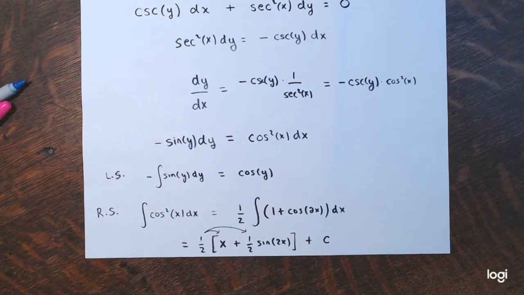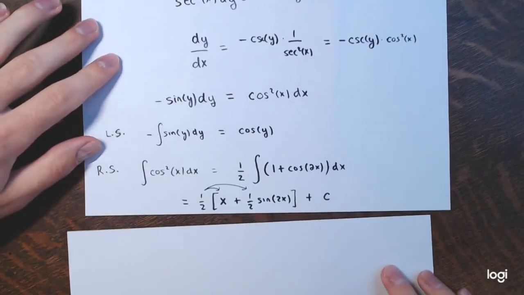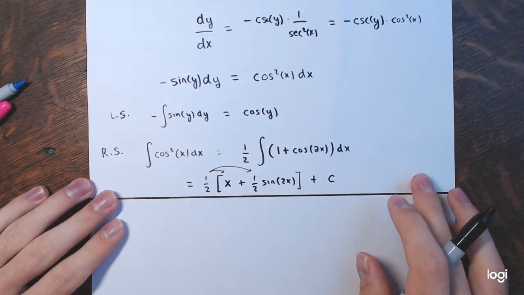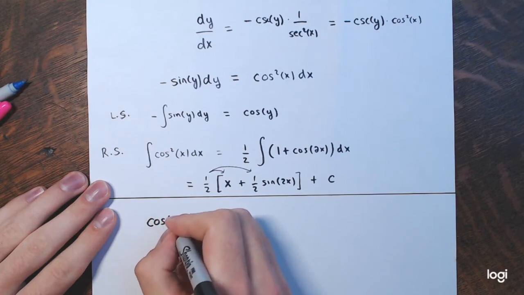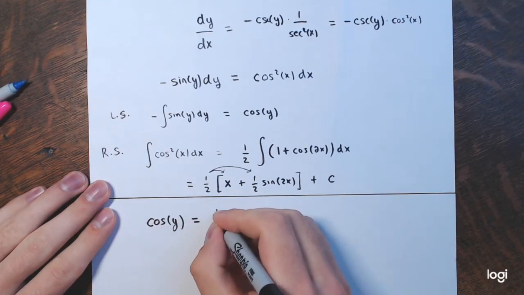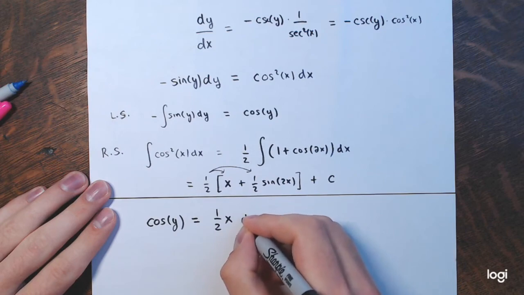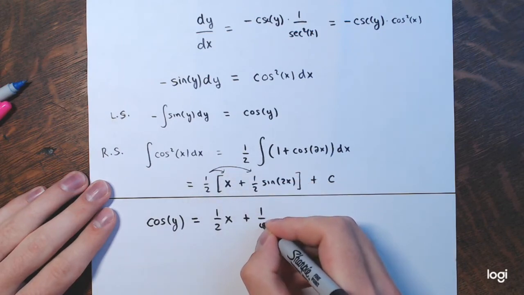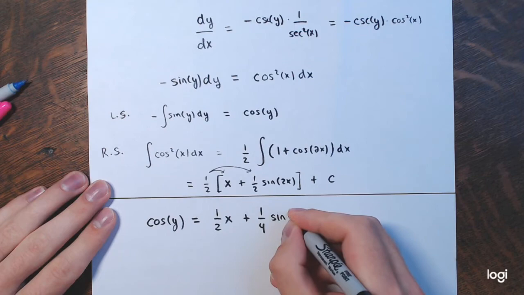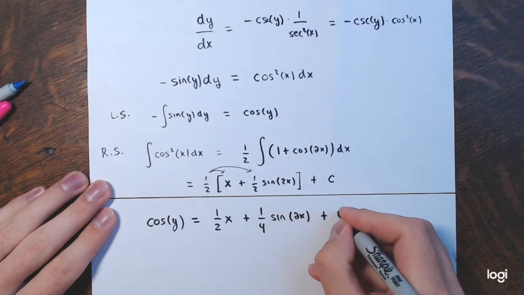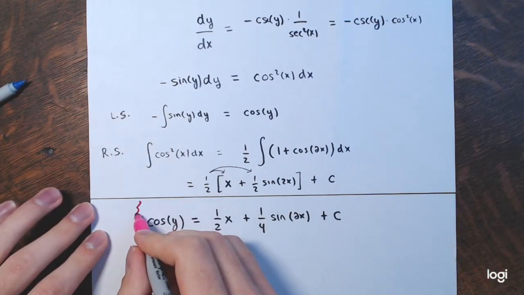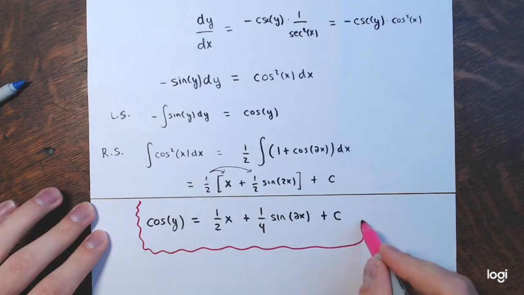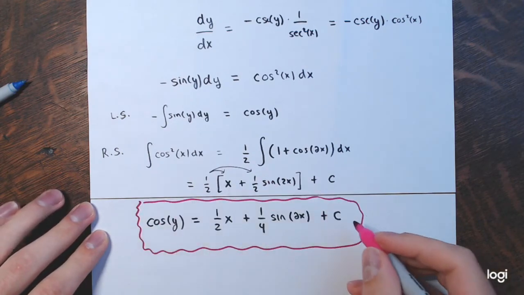So an implicit solution to this differential equation then is the following. We have the cosine of y on the left equals half x plus a quarter of the sine of 2x, and then plus any constant. All right. So here's an implicit family of solutions, a one parameter family.